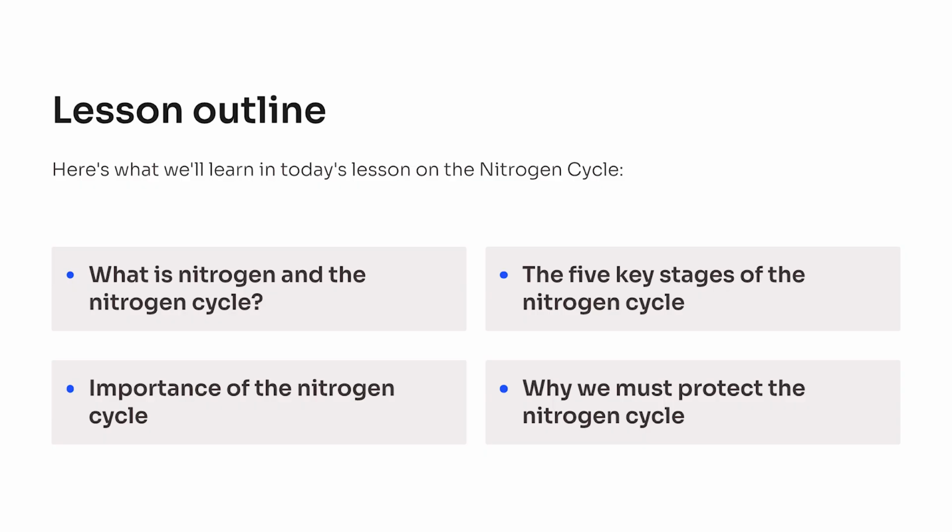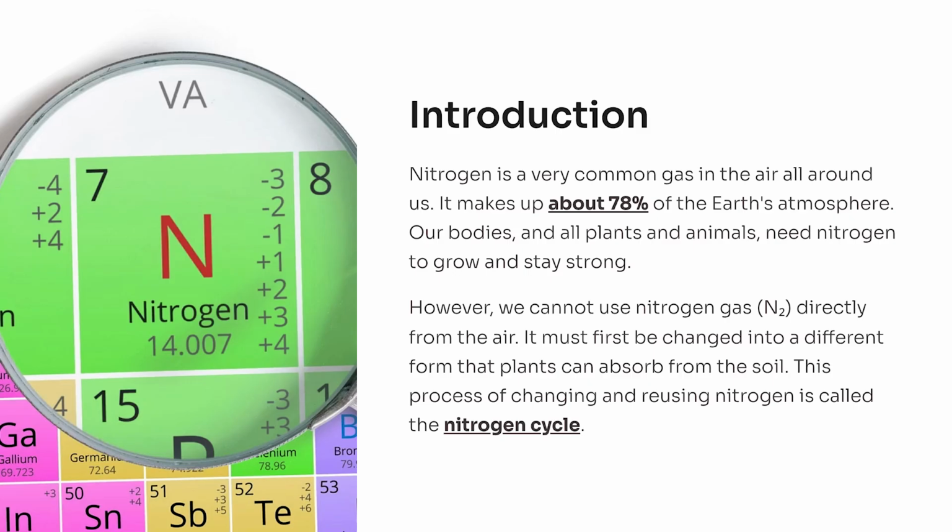By the end of this lesson, you should be able to explain what nitrogen is and what we mean by the nitrogen cycle. Describe the 5 key stages of the nitrogen cycle. Explain the importance of the nitrogen cycle, and discuss why we must protect this natural cycle to keep our environment balanced. Let's start by talking about nitrogen.